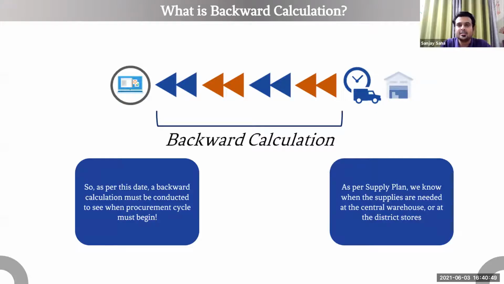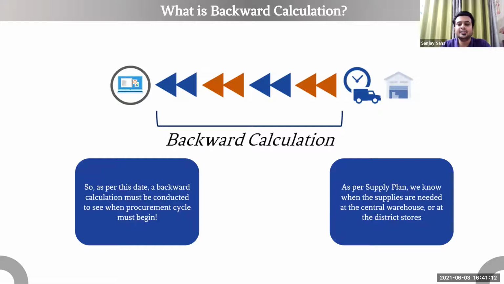The other point is that if there are going to be delays and you identify those delays in time, you should also communicate those delays to those district warehouses or hospitals or health centers. If you communicate too late, then they are in a situation where they can't do anything else.